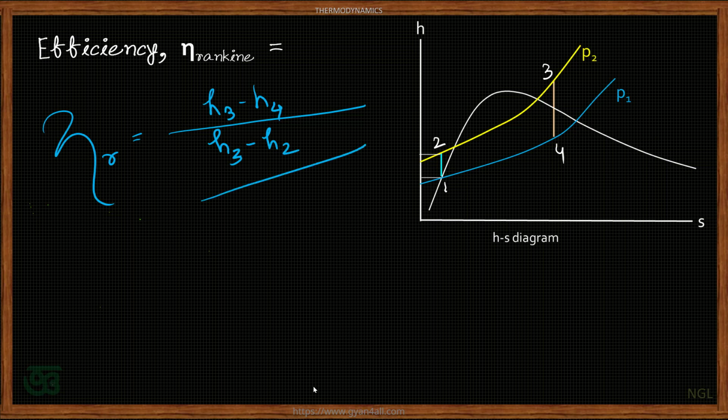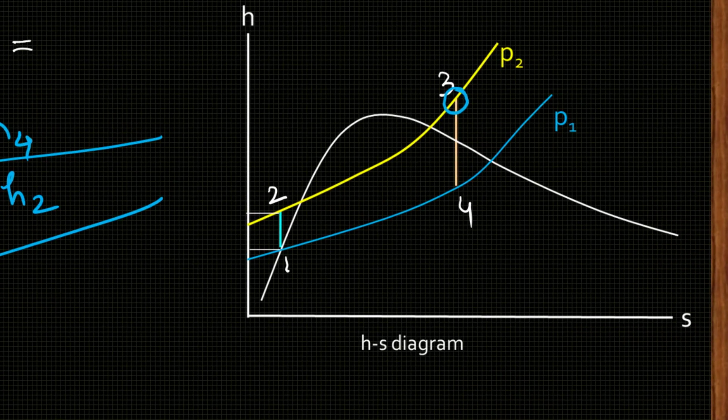And this is the formula without pump work. The only thing is how to calculate H3. So the value of H3 depends on the condition of the steam produced by the boiler. In this case we have shown that H3 is superheated steam, but it may be dry steam also. Then if the point is this point, then it will be like this. So in that case the value of H3 we can directly get from the steam table, that is the value of Hg, enthalpy of dry saturated steam.